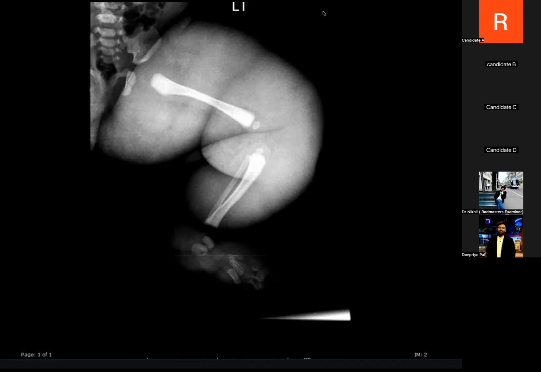Otherwise, I can't find any obvious fractures. In the spine also, I cannot appreciate any obvious abnormality. So at this point, I consider it could be a soft tissue or diffuse soft tissue swelling in this young child.